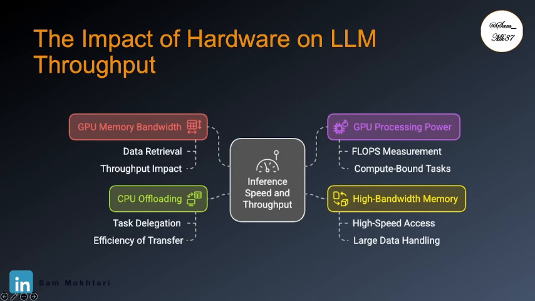The very first hardware factor is GPU memory bandwidth, which is especially crucial during the decode phase of LLM inference. This phase involves retrieving large amounts of data from memory, and a higher bandwidth allows for faster data access, leading to increased throughput. You can imagine a highway with more lanes, where more cars can travel simultaneously, resulting in a faster overall traffic flow.